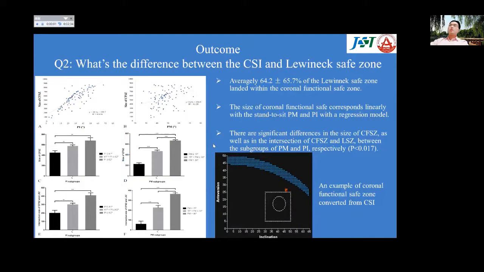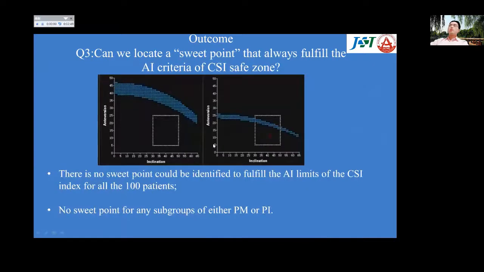For question 2, only 64% of the Lewinnek safe zone fulfills the CSI criteria, and the size of the coronal functional safe zone corresponds linearly with the standing to sitting pelvic motion as well as the pelvic incidence. For question 3, no sweet points could be identified to fulfill the AI limits of the CSI index for all the 100 patients, nor for any subgroups by either PM or PI.